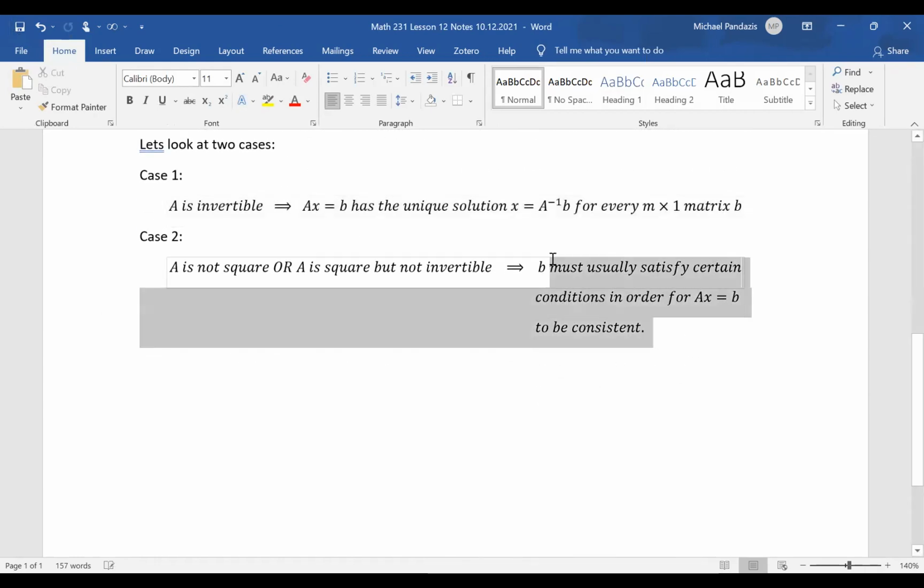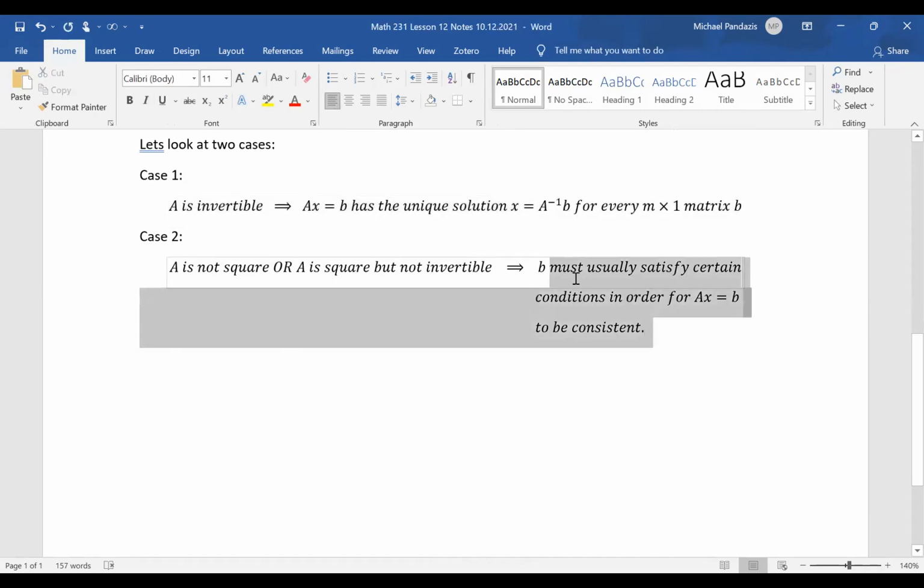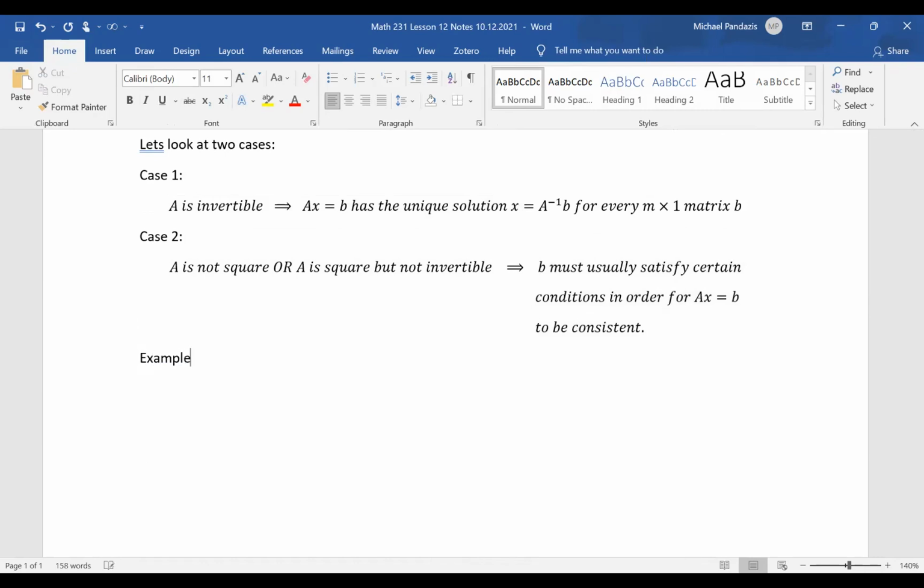I'm telling you the answer for case 1, and in case 2, this doesn't tell you the answer generally, but it gives you an idea of what an answer would be like. So let's look at example 3 and see how this plays out. Example C is determining consistency by elimination.